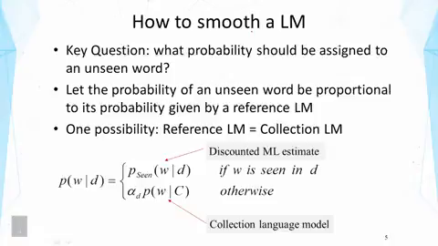Otherwise, if the word is not seen in the document, we're going to let the probability be proportional to the probability of the word in the collection. And here the coefficient alpha is to control the amount of probability mass that we assign to unseen words. Obviously, all these probabilities must sum to 1, so alpha sub d is constrained in some way.